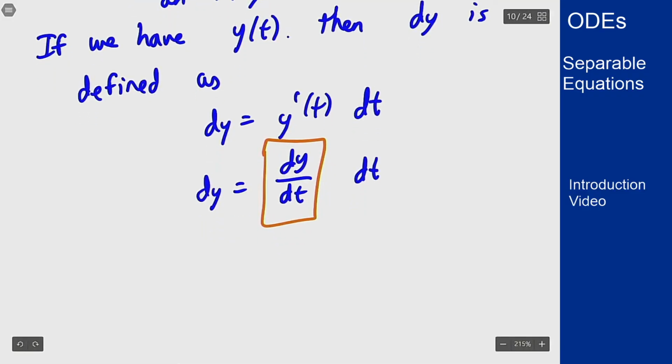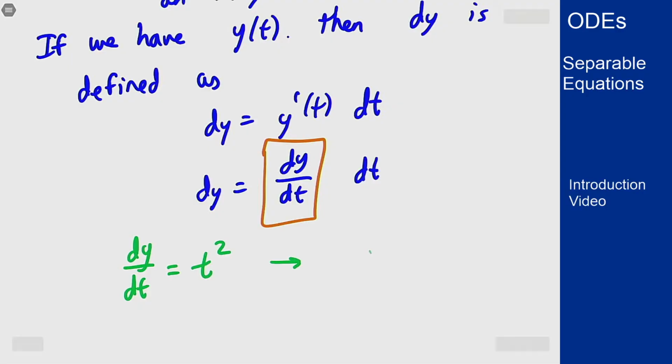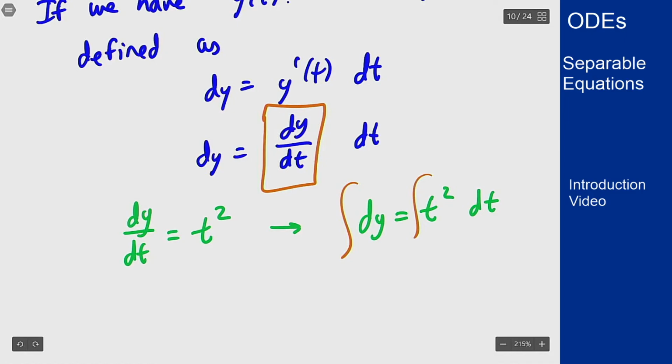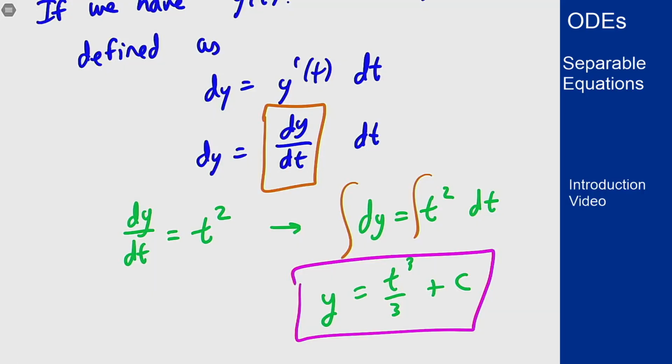I can then visualize, like last example we had, if I have dy/dt as t squared, I can rewrite this by moving the differential to the other side as dy equals t squared dt, and then I'm just going to integrate both sides directly. Integrating dy gets me y as it should. Integrating t squared dt gets me t cubed over 3 plus c, and I'm right back to the answer that I had before. So where does this lead us?